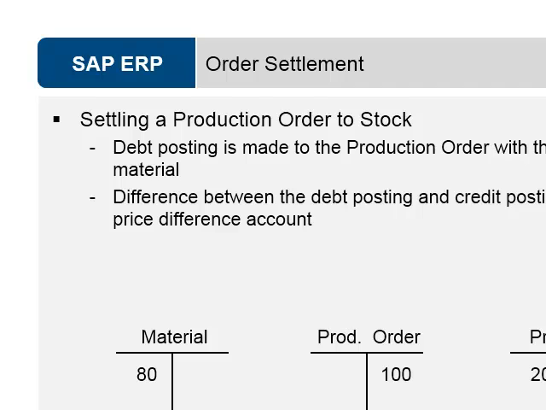With that, we have finished the whole production cycle, and the production order is now completed. So it has been delivered. We have settled the difference in cost and everything.